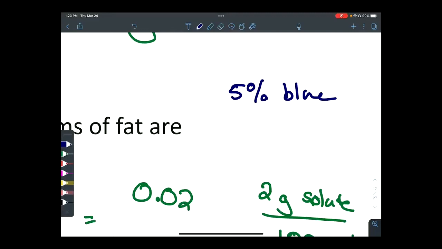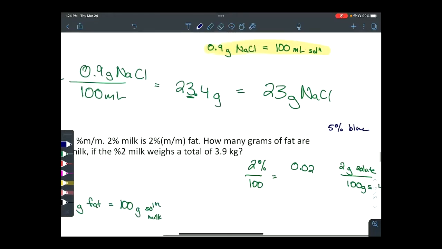Exactly. In this case, if I say 5% blue M&Ms, you know that for every 100 M&Ms, 5 of them are blue. If I say you're drinking 1% milk, so mass over mass, that means for every 100 grams of milk, 1 gram of it is fat, because 1 gram over 100 grams is 1%. Okay, so let's actually do this question.